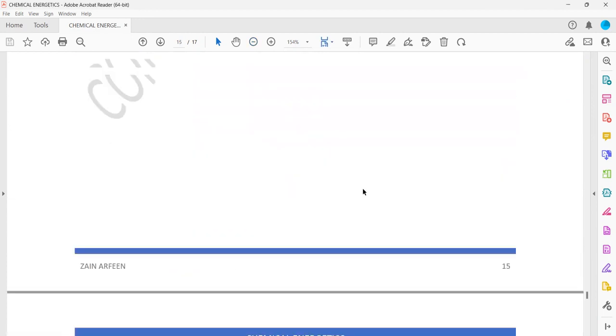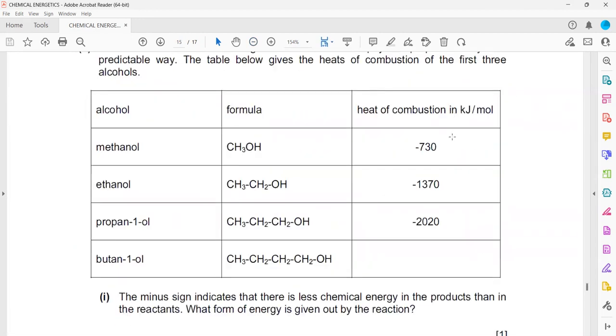Now what we have to do, the values are 730, 1370, 2020. So we have to mark the points first, and from those points, we have to draw a straight line and work out the heat of combustion of butanol. I will plot the graph.